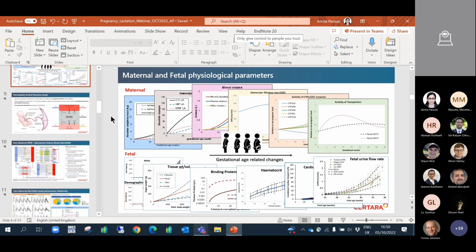Thank you. Why would the milk to plasma ratio be different? I mean, I can understand your plasma concentration will be higher, but if it's just passive, you will have similar milk to plasma ratio.